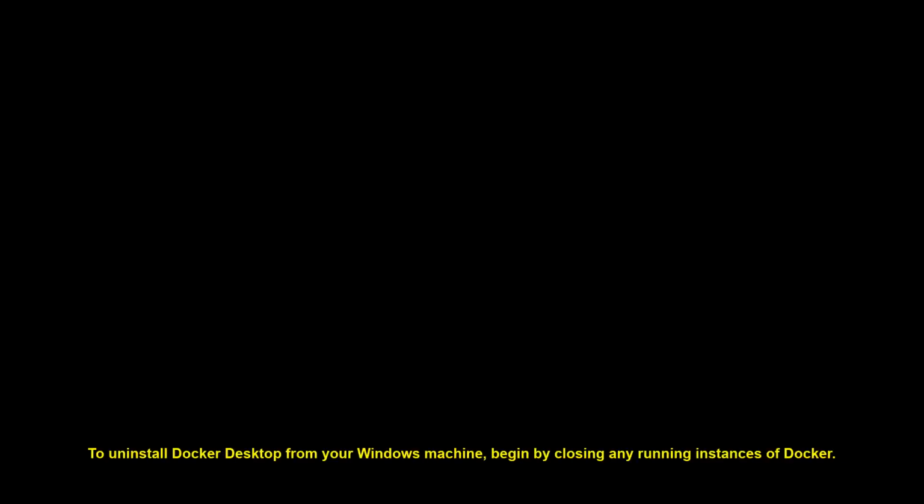To uninstall Docker Desktop from your Windows machine, begin by closing any running instances of Docker. Locate the Docker icon in your system tray, right-click on it, and select Quit Docker Desktop. Next, open the Start menu by clicking the Windows icon in the bottom left corner of your screen. Type Add or Remove Programs in the search bar and select it from the results.